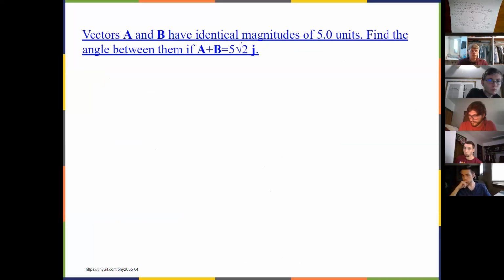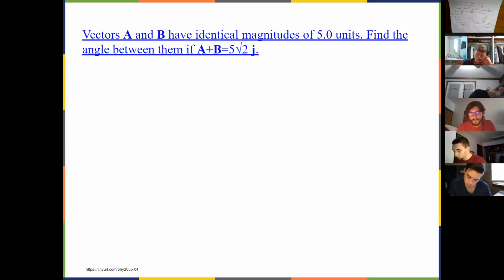So if not, we'll take a look at an example on how you can use law of sines or cosines to solve a problem associated with vector additions. So this one says if you have two vectors A and B, they have identical magnitudes of 5 units. And then A vector plus B vector is 5 times square root 2 units in the j direction. What will be the angle between vectors A and B?